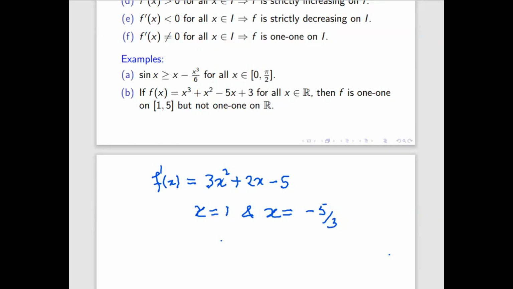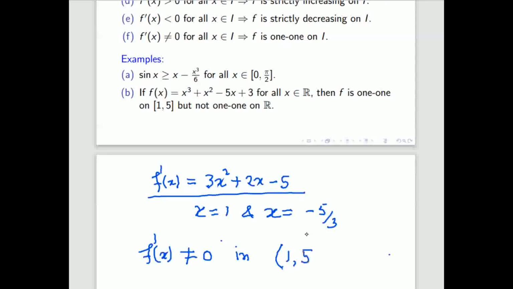Okay. So this derivative is non-zero in the interval. So clearly we can say that this derivative f dash x is not equal to 0 in the domain. So I'm not including 1, because at 1 it is 0. 1 to 5, is it non-zero or not? If it is non-zero, then by this result, in this interval the function is one-one.